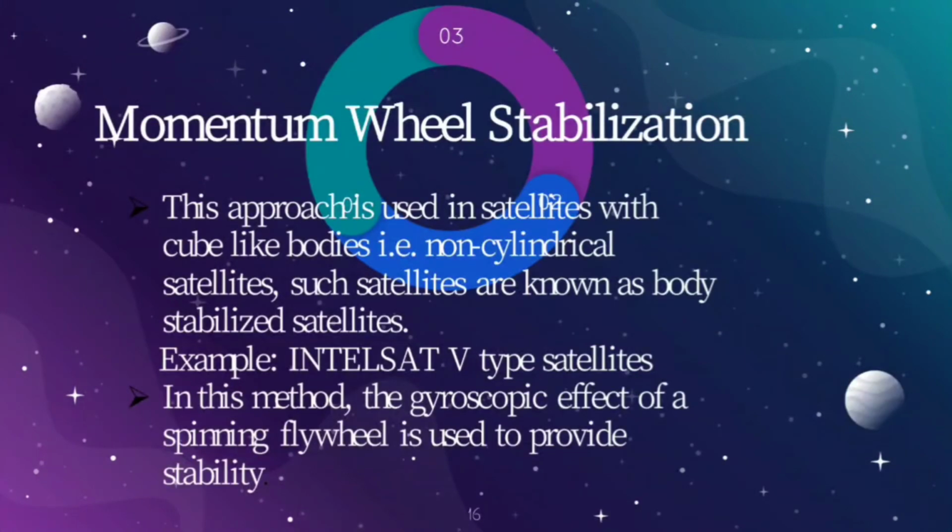Momentum wheel stabilization. This is an example of an active attitude control method. Here, the momentum wheel stabilization approach is mainly used in satellites with cube-like bodies, that is non-cylindrical satellites. Such satellites are known as body-stabilized satellites, for example, Intelsat V-type satellites. In this method, the gyroscopic effect of a spinning flywheel is used to provide the stability.